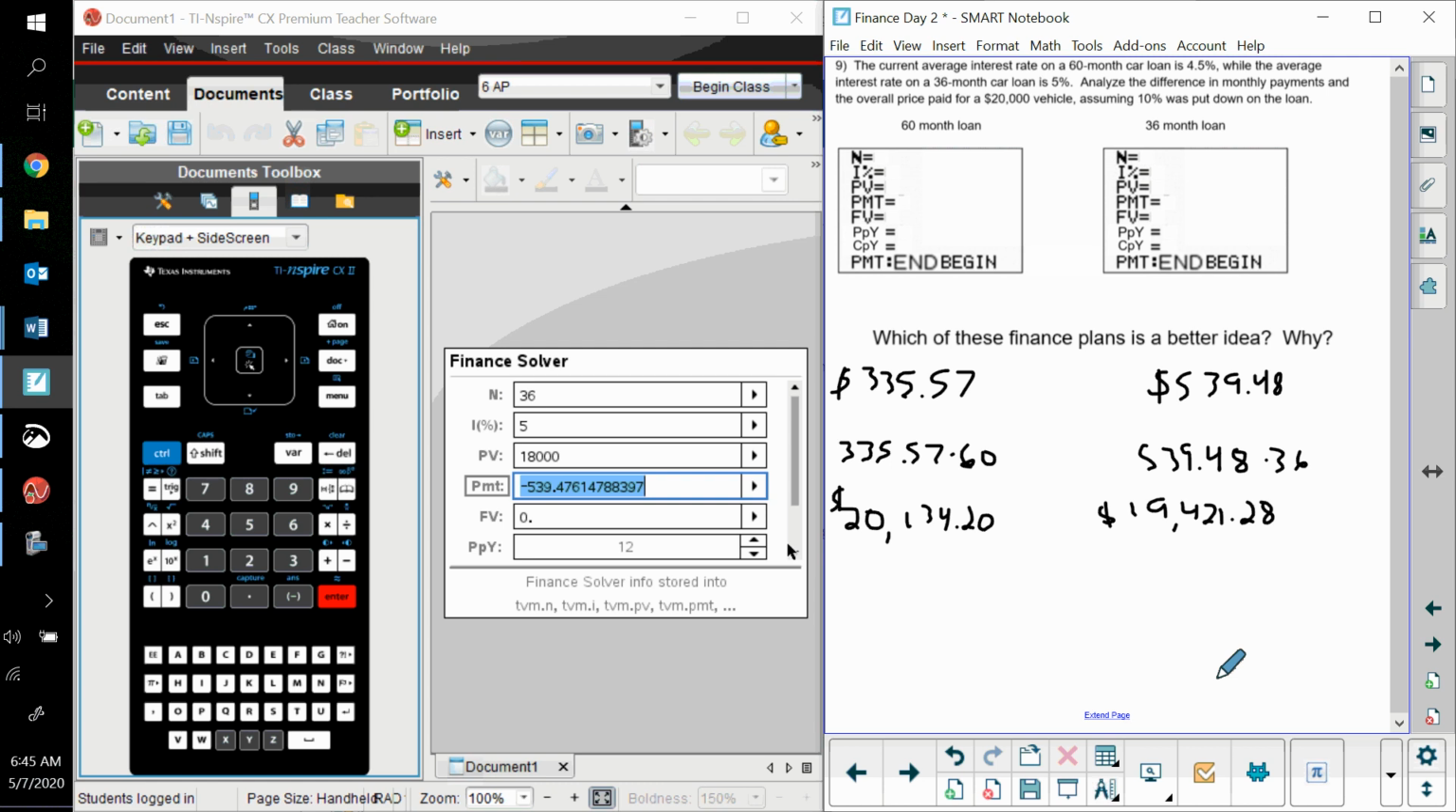So probably if you can afford this monthly payment, okay, if you have that bit extra, about $200 extra to be able to pay each month, you're going to want to do the shorter loan. Okay, you don't have to pay as much in interest, and it will save you in the long run. Now, additionally, you'll have 2 extra years where you don't have a car payment.